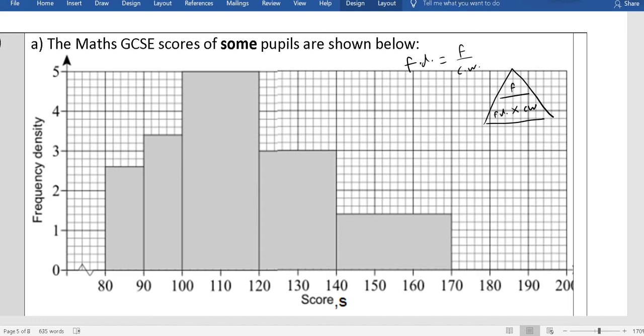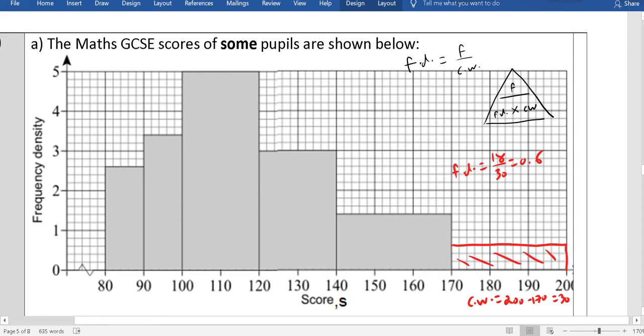Now, between 170 and 200, the class width is going to be 30. Simply going to be 200 take away 170, which is 30. So the class width is 30, the frequency is 18. We're told that, therefore the frequency density is 18 divided by 30, which is 0.6. So I'm going to, ideally with a ruler, but I haven't got one, just draw my bar between 170 and 200, remembering that frequency density is on the y-axis. And that would be, now the histogram is complete.